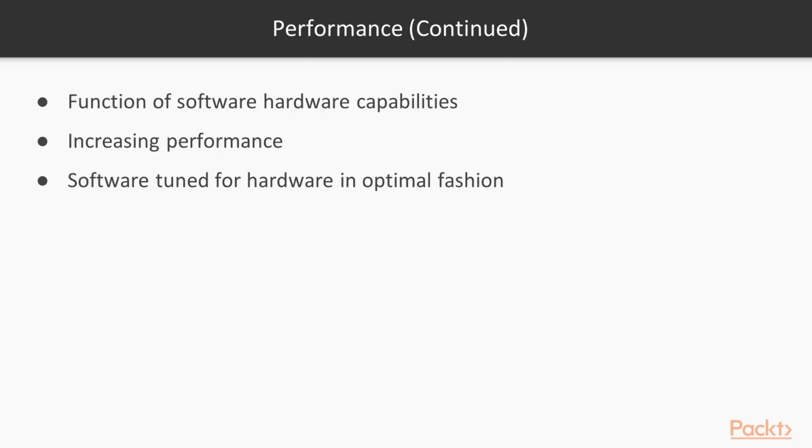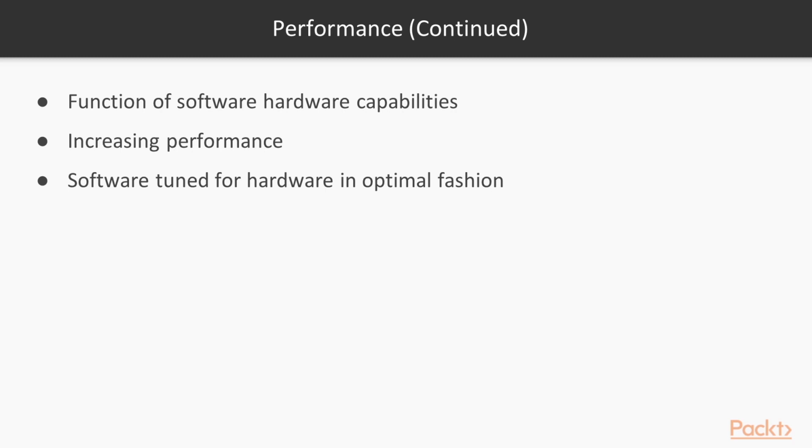The performance of a system is a function of its software and of its hardware capabilities. Similarly, a piece of software can be made to work better on existing hardware by increasing its performance. However, the right type of performance engineering is the one where the software is tuned for the hardware in an optimal fashion, so that the software scales linearly, or better with respect to the available hardware.